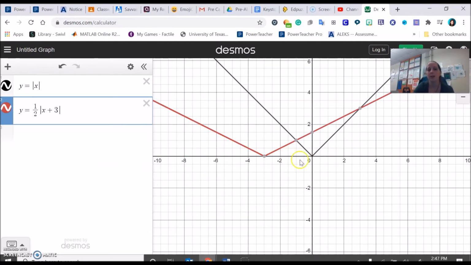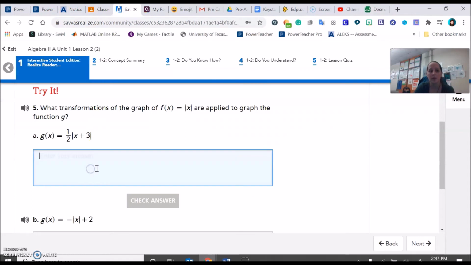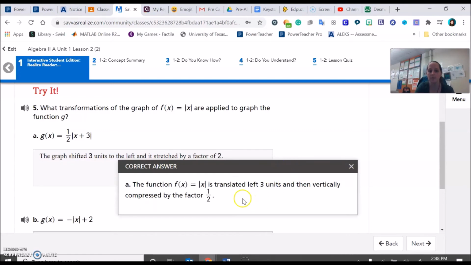Okay. So looking at this, I can see that the graph shifted 3 units to the left, and it stretched, okay, it got wider basically by a value of 2. Okay, so the graph shifted 3 units to the left, and it stretched by a factor of 2. Okay, sorry, compressed by a factor of 1/2.